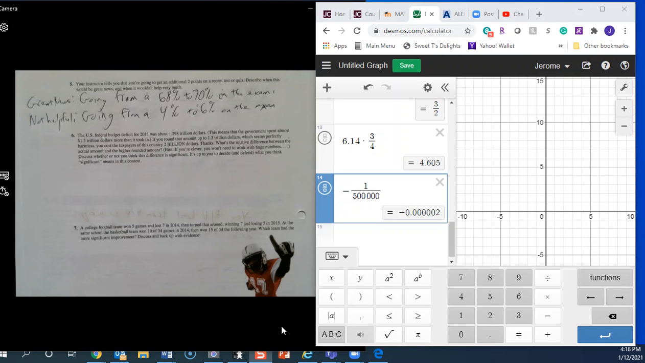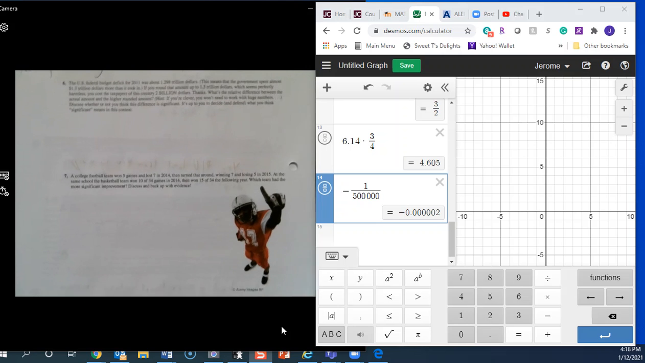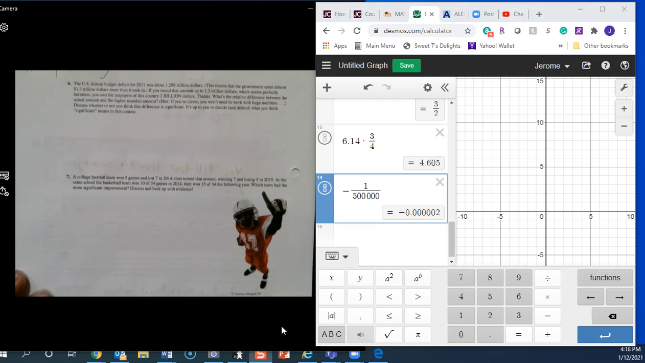All right, number 6. It says the U.S. federal budget deficit for 2011 was about $1.298 trillion. This means that the government spent almost $1.3 trillion more than it took in. If you round that amount up to $1.3 trillion, which seems perfectly harmless, you cost the taxpayers of this country $2 billion. Said thanks.